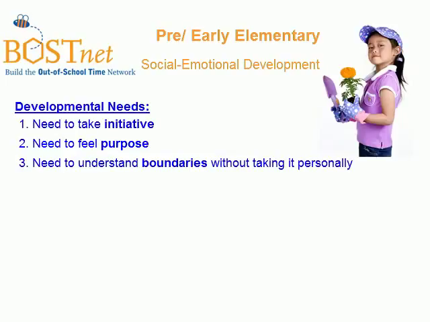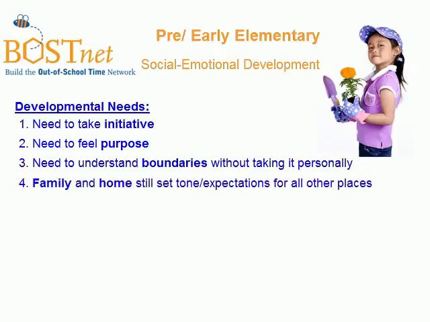The fourth developmental need is a recognition of the influence of the family and home environment. So, at this age, children are only beginning to understand that different environments exist, and when they find themselves in an environment outside of the home environment, they're expecting it to work the same way the home environment works. So they're looking for substitute or surrogate parent figures or caregiver figures, and they're looking for things to resemble their home environment as much as possible.